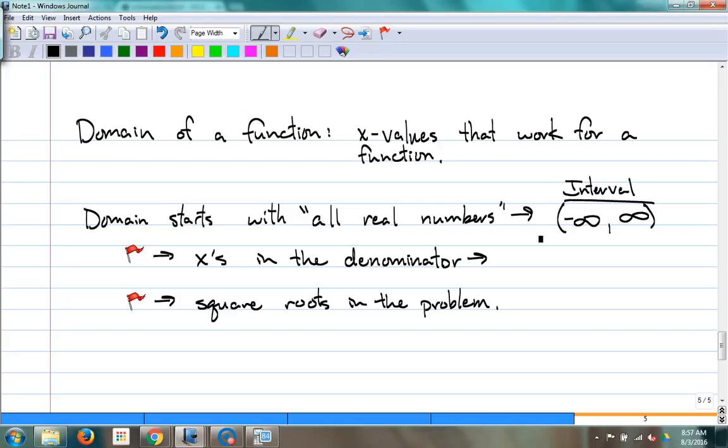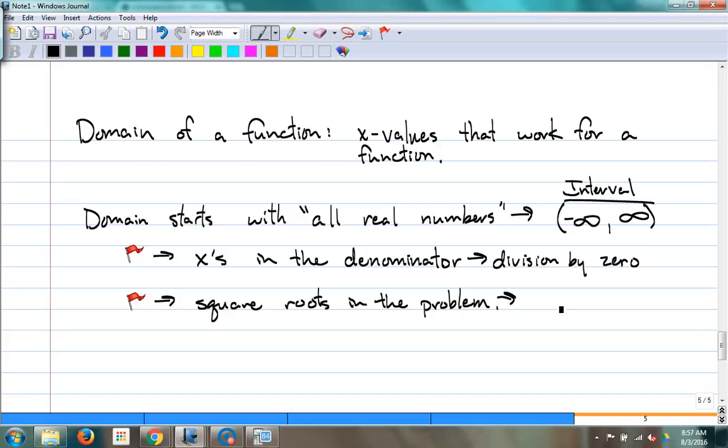The red flag where x's are in the denominator, the reason it's a red flag is, what number can we never divide by? 0. That's the only number we can never divide by. Okay? So, that's the problem.